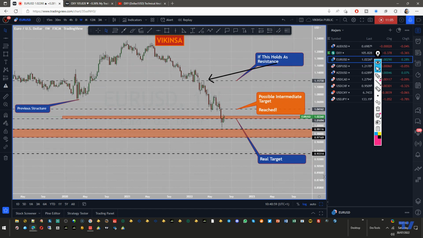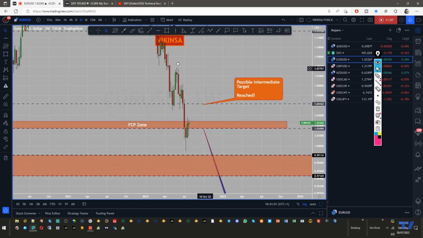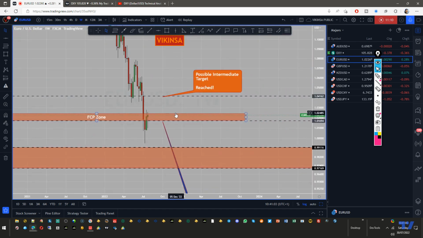If I go to the weekly time frame, this is how it can happen. The market is still there in the FCP zone, and if it starts to fall, then it is expected to go below that 1.0, because it is going to collect the stop losses which are beyond this previous low here. A lot of people have gone long because of 1.0 and they put their stop losses here. So there can be a move down to collect the stop losses, touch this FCP zone, and then go back up. So that is quite a possibility.